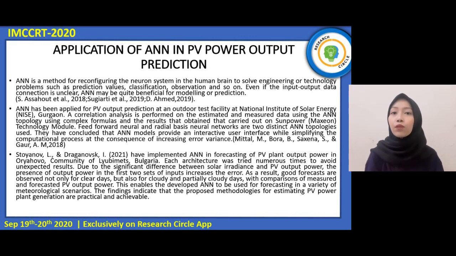As a result, good forecasts are observed not only for clear days but also for cloudy and partially cloudy days, with comparison of measured and forecasted PV output powers. This enabled the developed ANN to be used for forecasting in a variety of meteorological scenarios. The findings indicate that the proposed methodologies for estimating PV power plant generation are practical and achievable.